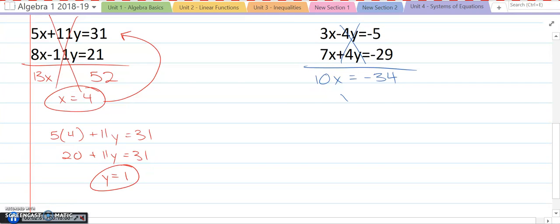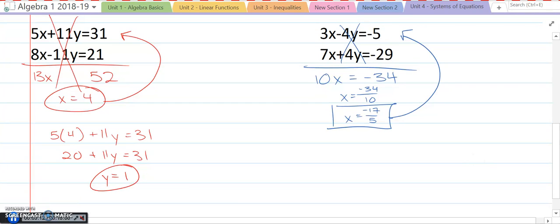Oh well, you got a fraction for an answer. Doesn't mean that you're wrong, because that's what you know. The value of x is negative 17 over 5. Again, you got a fraction, but it was a whole lot easier for you to get there. Taking this and plugging it back in, it's still going to be the straightforward process that it always was.